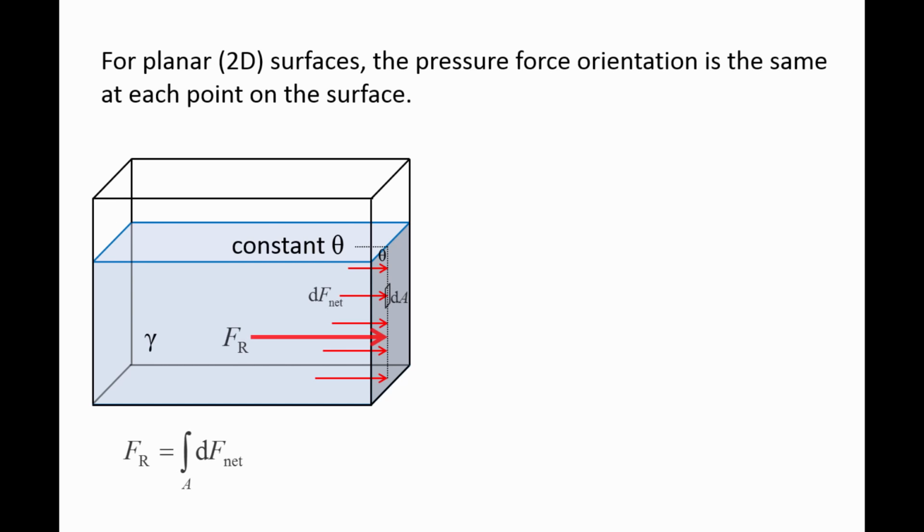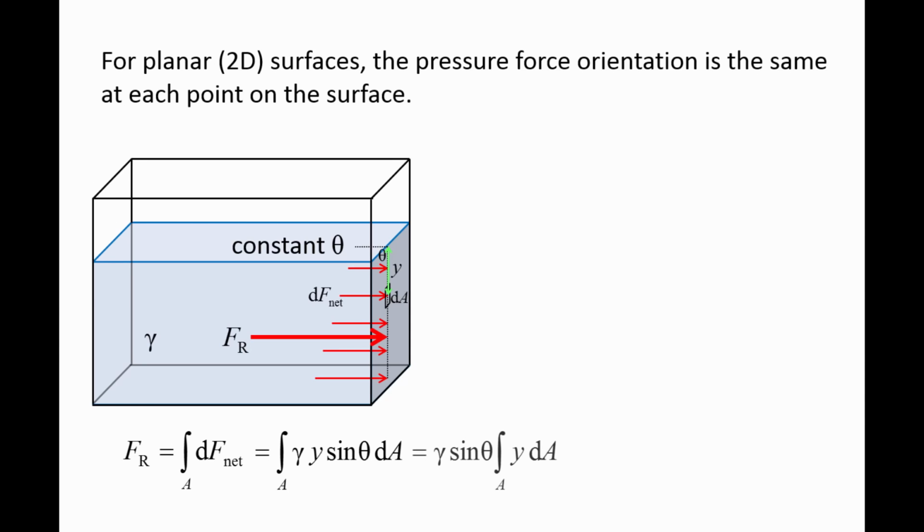The resultant force on any planar surface, Fr, is found by first determining the small net force at each small piece of area dA along the wall, then adding all these small forces through integration. The small net force at a given area dA is equal to the specific weight gamma times the distance y from the free surface to the area times the sine of the wall orientation angle theta times dA.